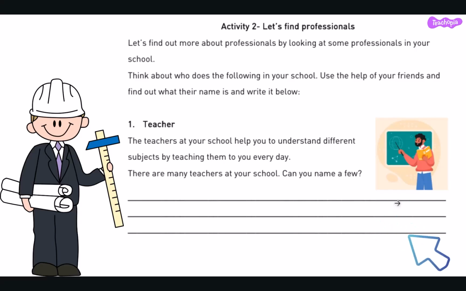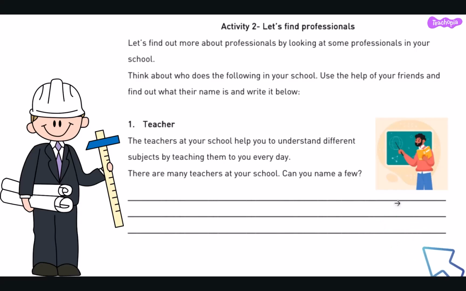Activity 2, let's find professionals. So here the students will talk about different professional people that they find around them. For example, we have the first one, teacher. The teachers at your school help you to understand different subjects by teaching them to you every day. There are many teachers at your school. Can you name a few? So the students will be able to write the names of their teachers who help them to learn in their classrooms.